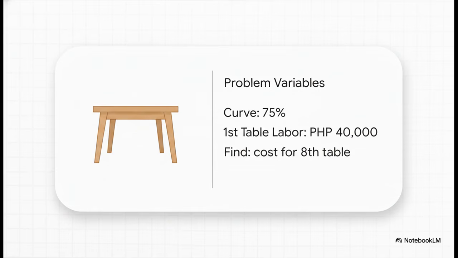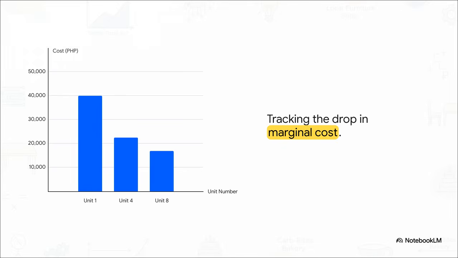Let's try one more doubling scenario to really lock this in, but this time we'll use financial figures. Scenario 2. A local furniture shop building custom tables. They operate on a steeper 75% learning curve. The labor cost to build their very first table is 40,000 Philippine pesos. Our goal here is to find the marginal cost to build their 8th table. Following our doubling method, let's track the drop in marginal cost.